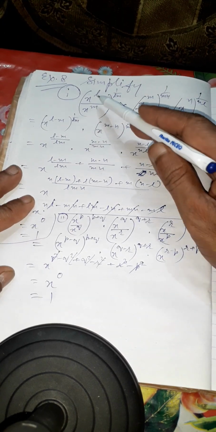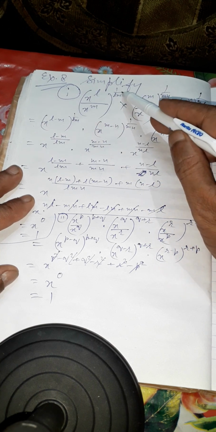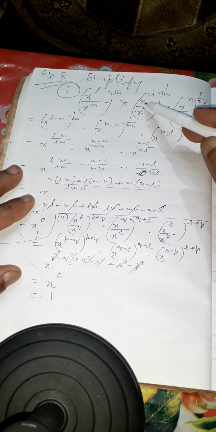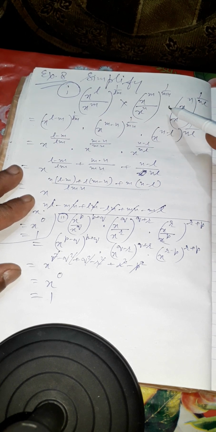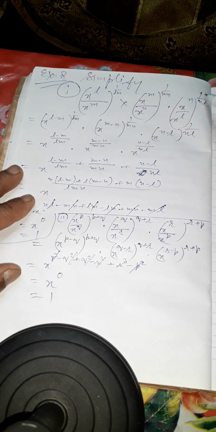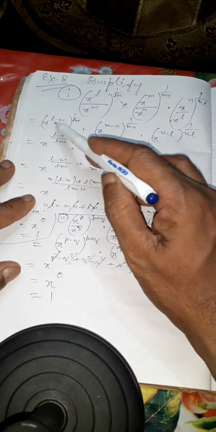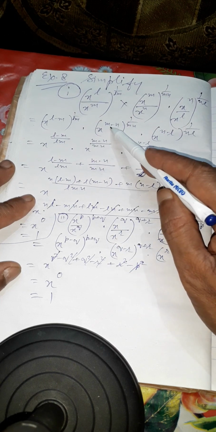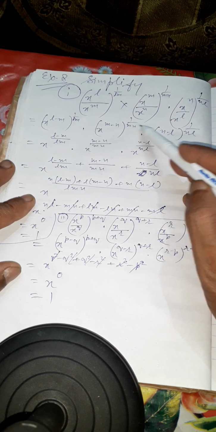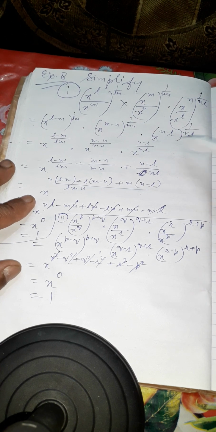Example: simplify (x^l / x^m)^(1/lm) times (x^m / x^n)^(1/mn) times (x^n / x^l)^(1/nl). Taking the formula, x^(l-m) whole power 1/lm, x^(m-n) whole power 1/mn, x^(n-l) whole power 1/nl.